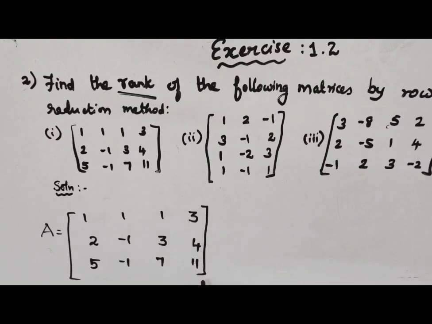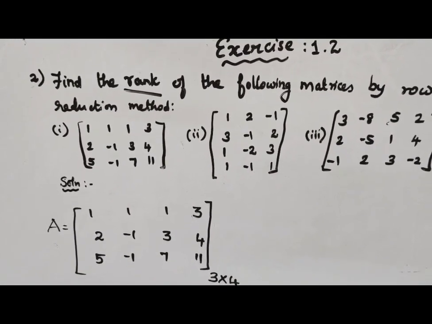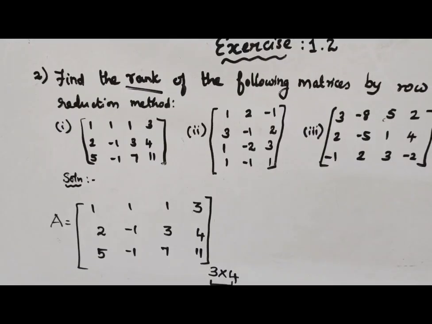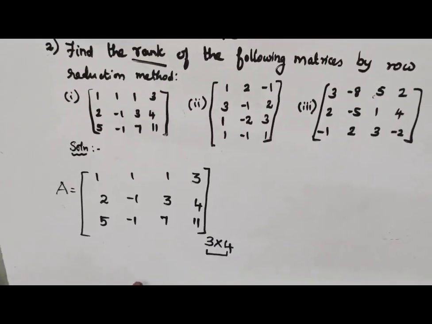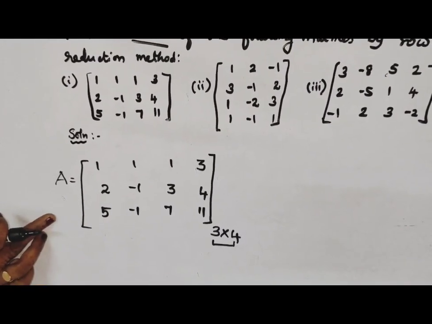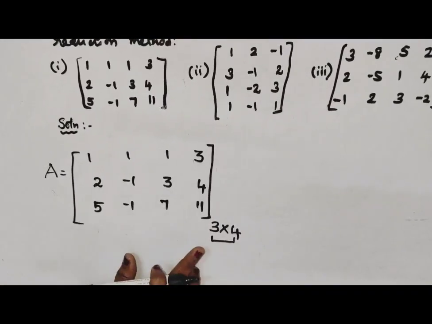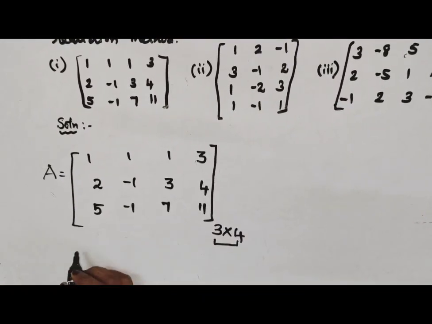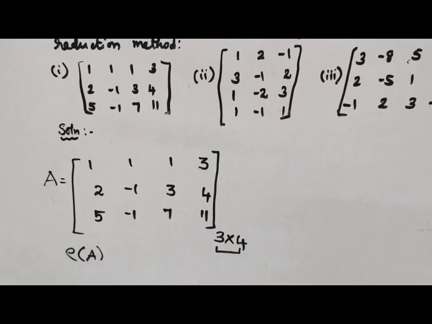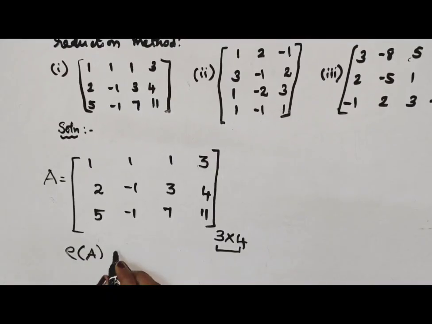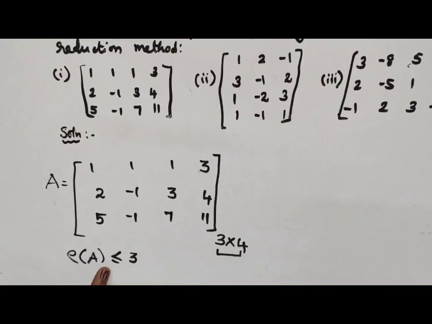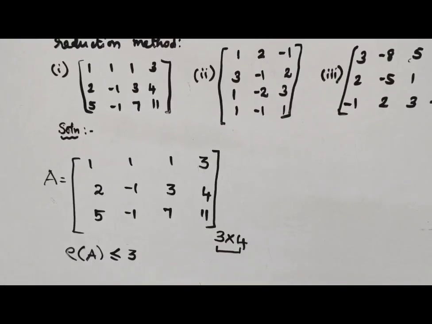So first we have to write the order of the matrix. What is the order of the matrix? It has 3 rows and 4 columns, so the order of this matrix is 3 cross 4. The minimum of 3 and 4 is 3, so the rank of this matrix could be at most 3, or it could be less than 3. That is, rank of A is less than or equal to 3, which means maximum 3, or it could be 2, 1, like that.